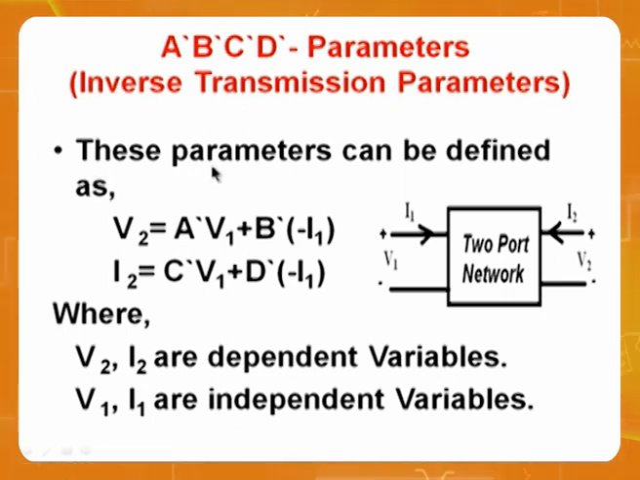Then the last parameter, A dash, B dash, C dash, D dash, is basically the inverse transmission line. These parameters can be defined as V2, A dash, V1. Please observe, whatever was dependent earlier now became independent, and whatever was independent earlier became dependent. So now you are giving input here, and the load is here. V2, I2 are dependent variables, V1, I1 are independent variables. This is called A dash, B dash because they are the inverse of ABCD parameters.